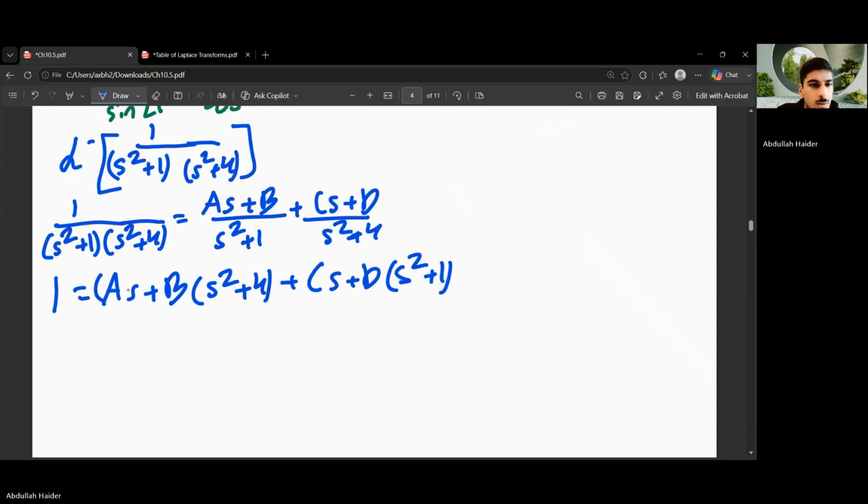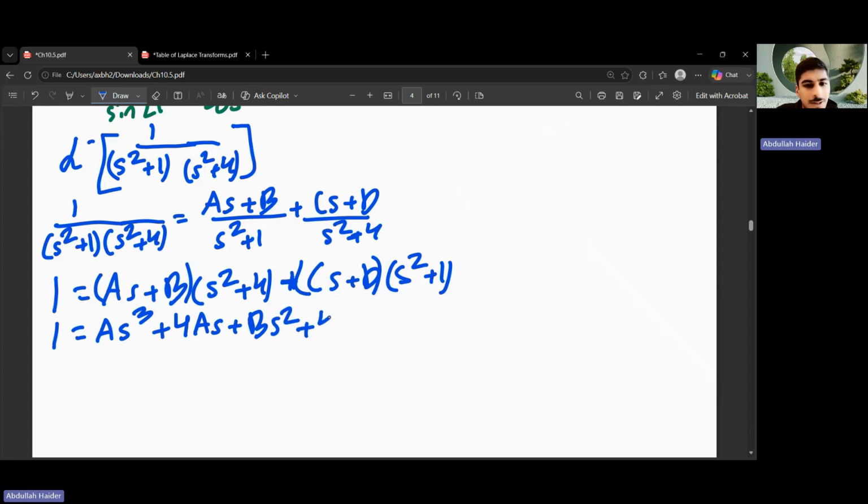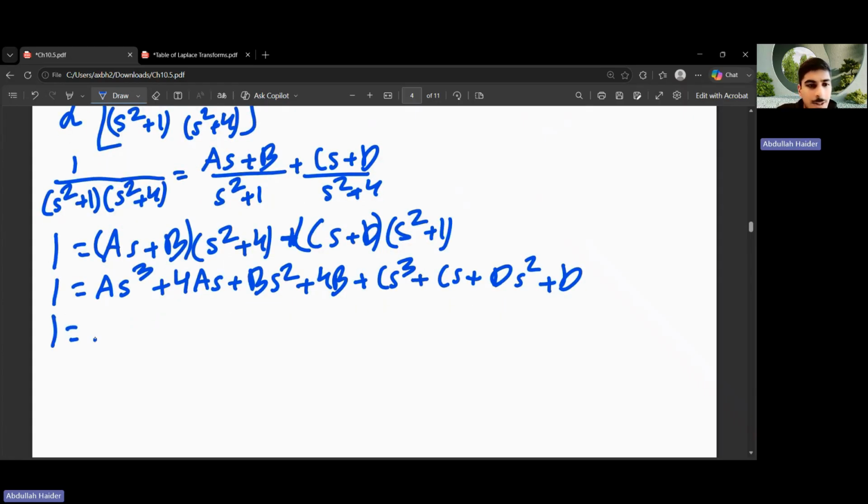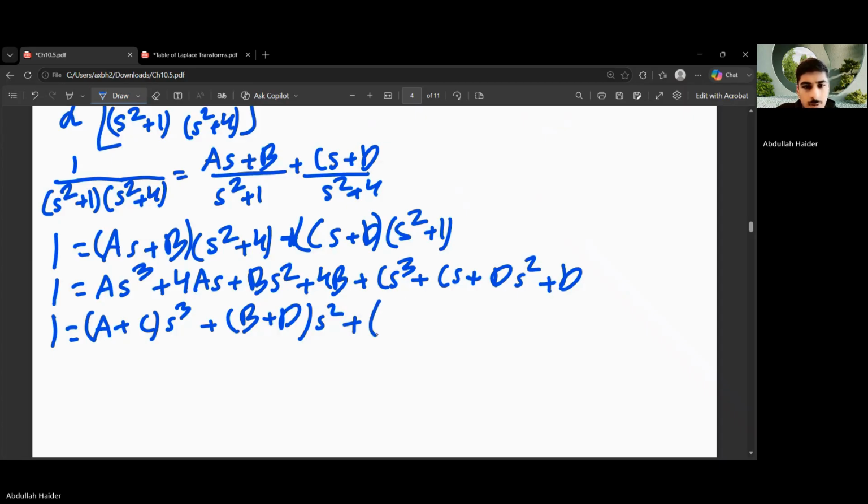So you expand this, all in brackets. So 1 is equal to as cubed plus 4as plus bs squared plus 4b, plus cs cubed plus cs plus ds squared plus d. And you combine all the terms, so 1 is equal to a plus c times s cubed, plus b plus d times s squared, plus 4a plus c times s, plus 4b plus d.